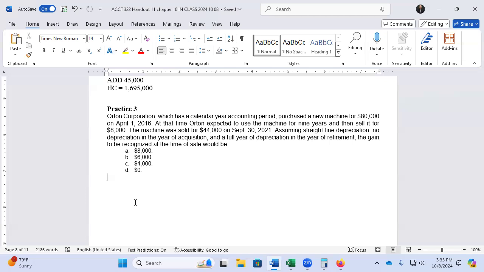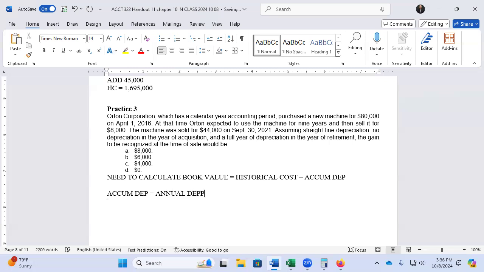Okay, so this company uses straight line depreciation, right? So on straight line depreciation, you need to book value, which equals your historical cost minus accumulated depreciation. And so accumulated depreciation equals your annual depreciation times number of years depreciated.